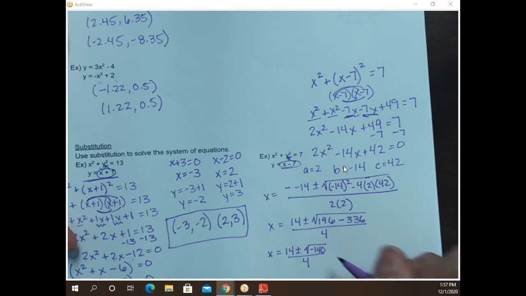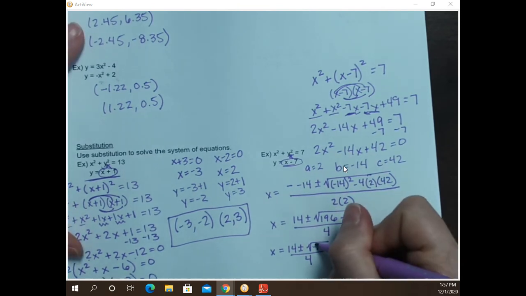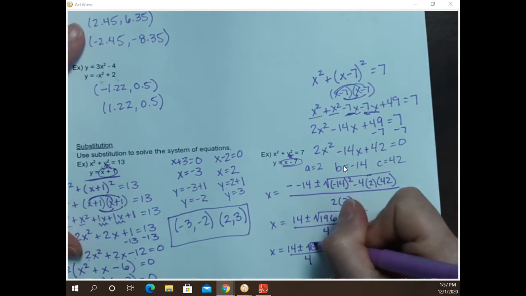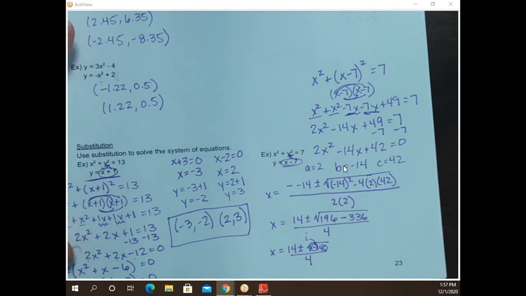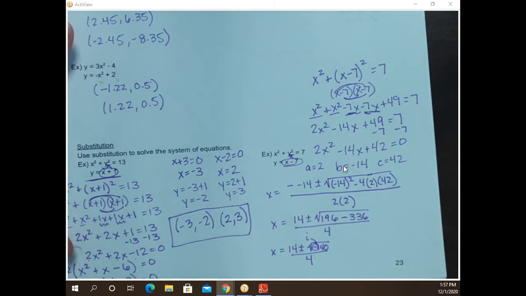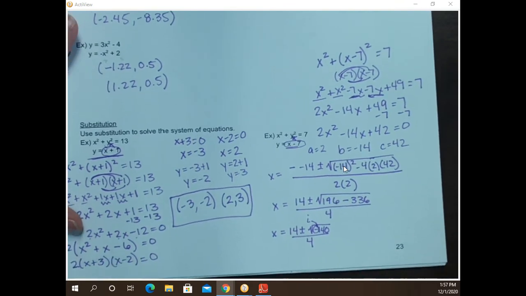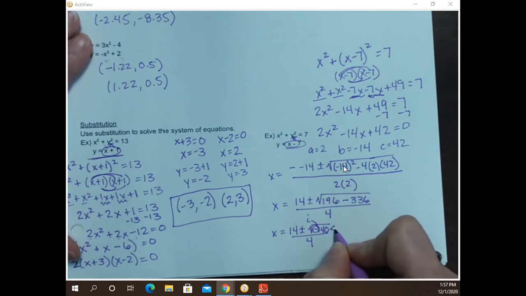Now, I want to simplify my root here. But first, I want to point out that we're taking the square root of a negative. That means that we're going to get something imaginary. Since we're going to get something imaginary, I would not expect to see any intersection points on this graph. That means that we're going to have no real solutions. So I'm going to go ahead and simplify this for the practice.